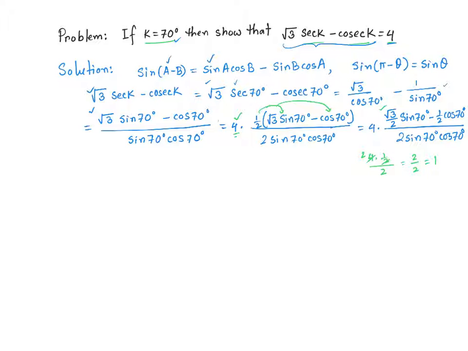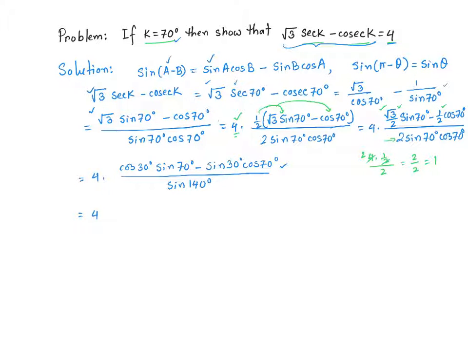And in the denominator, I have 2 sine 70 degrees, cosine 70 degrees. Now I can use the double angle formula and also note the following: this value square root of 3 over 2 is cosine 30 degrees, and 1/2 is sine 30 degrees. So I'm going to plug in those values here. If I do that, I get this.